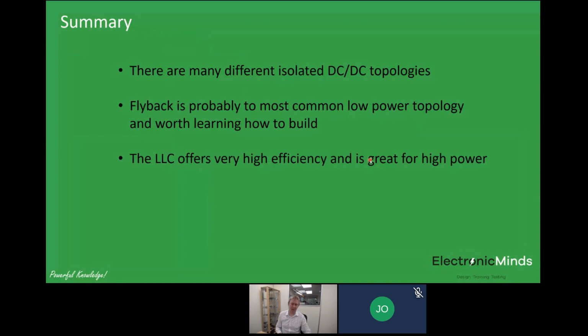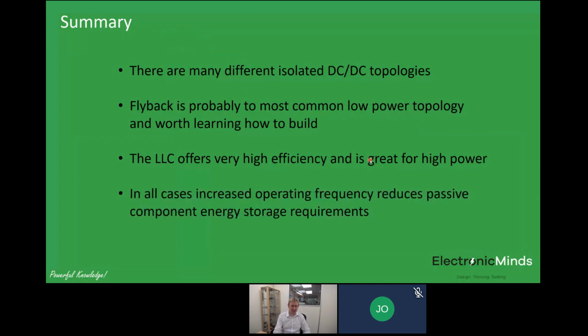When you build one of these, especially at high power level, the waveforms look almost so perfect. It looks like a simulation, and you can't believe that it actually is a real signal on a scope. And they're great for high power because the efficiency is so good as well. The thing that's common between both those topologies, though, is that if you're able to natively operate any of those isolated topologies at higher frequency, it generally reduces the amount of energy storage you need in that isolation transformer, the high frequency transformer, which starts to reduce its size.